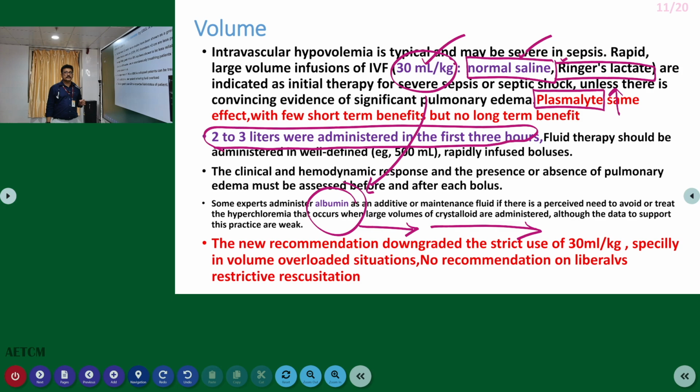So remember, according to your guideline, 30 ml per kg has a weaker recommendation compared with the previous recommendation. That is, 30 ml per kg was a strong recommendation, and that has slightly reduced because of this restrictive resuscitation strategy.